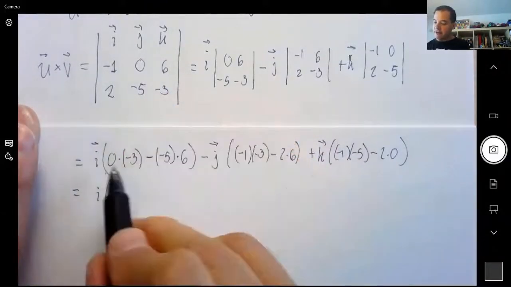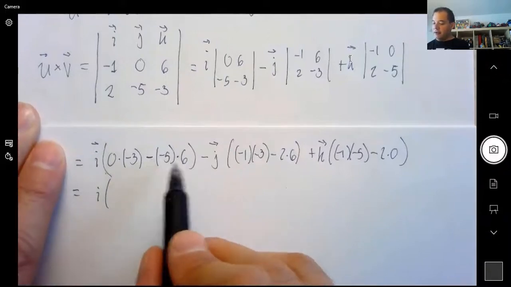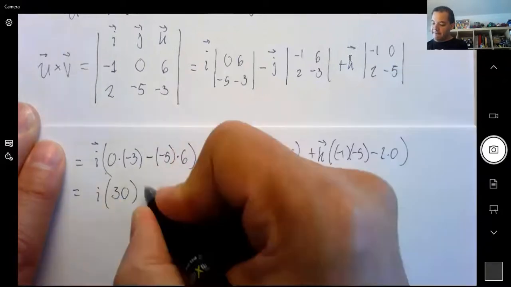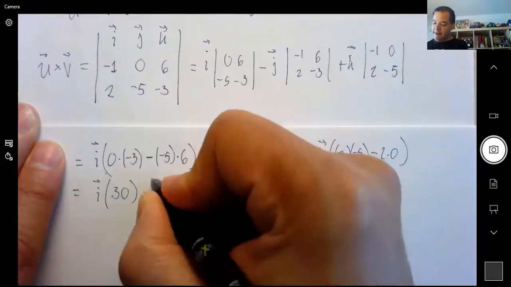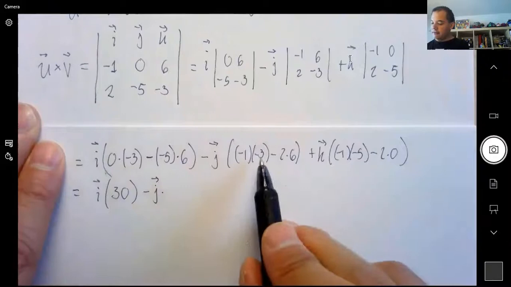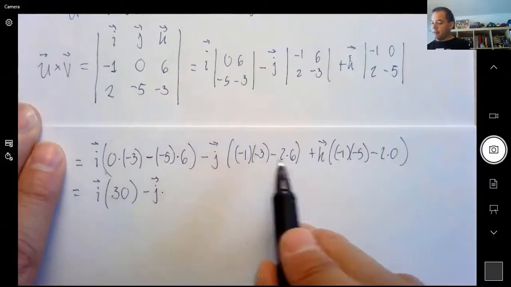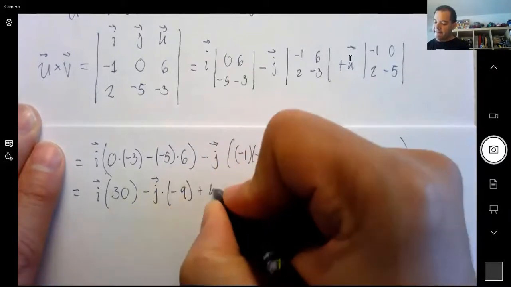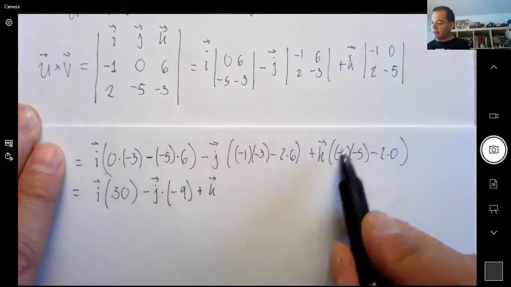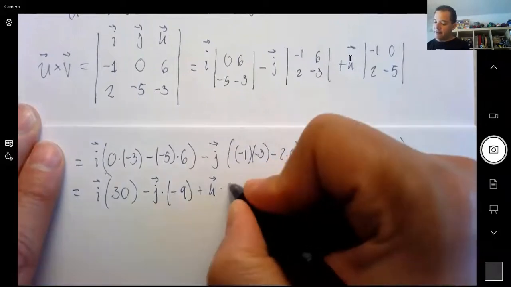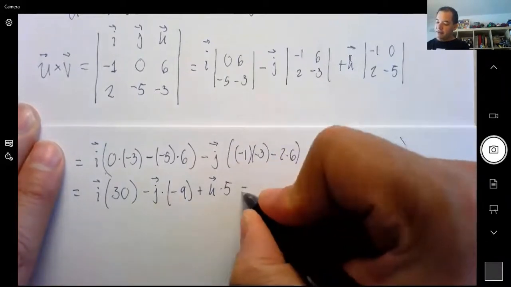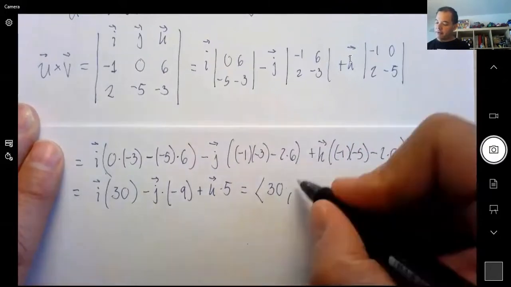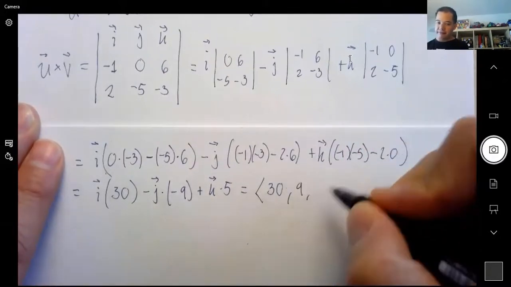Okay, let's see. This is 0, and this is -30 with this minus, it's 30. This is +3 minus 12, so that's -9. And this is +5 minus nothing, that's 5. So altogether, this is a vector 30, minus times minus is plus, 9, 5.